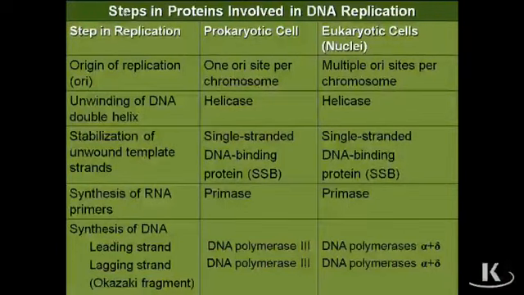So, to reiterate the steps involved in DNA replication, the origin of replication in prokaryotic cells, there's going to be one single ORI site, that stands for origin, on each of those bacterial chromosomes. Most bacteria have one chromosome. In eukaryotic cells, there's multiple origins of replication, or ORI sites, on each chromosome. How is the DNA helix unwound? Well, it's the job of DNA helicase for both prokaryotic and eukaryotic cells.